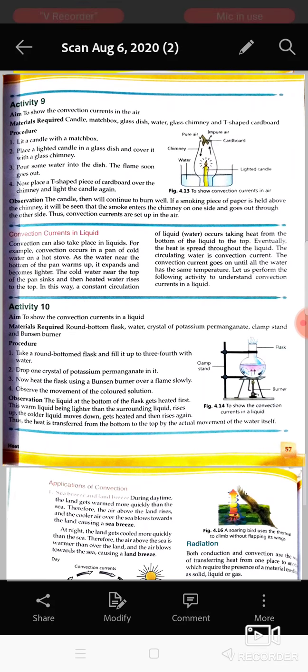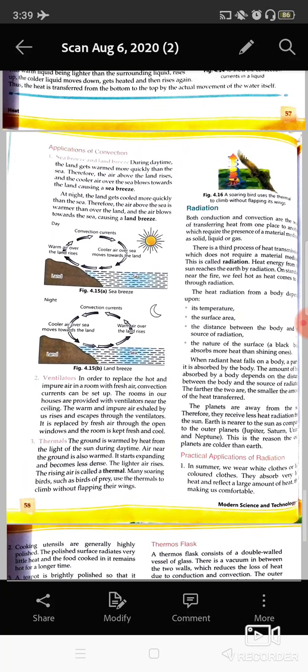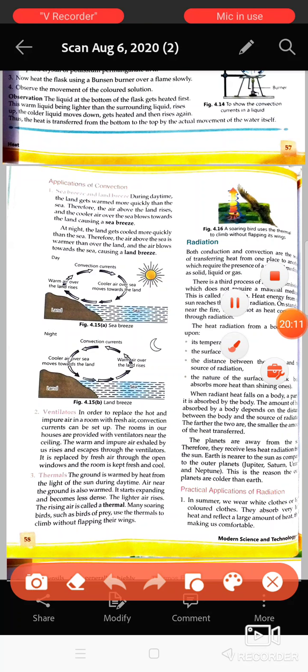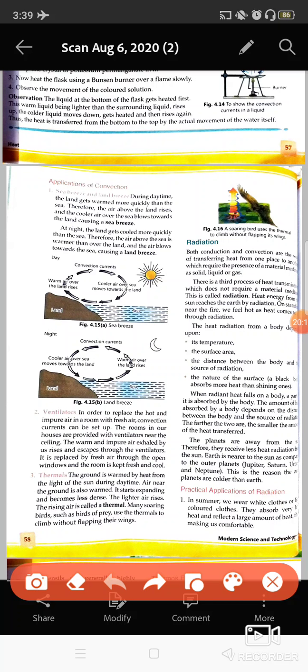There are applications of convection, like you have studied in your geography, land breeze and sea breeze. Sea breezes occur during the daytime. What happens is the land is warm, so the air here will heat up and move upward, and the cooler air over the sea will move from sea to the land. So this kind of breeze is known as sea breeze, which moves from the sea to the land.